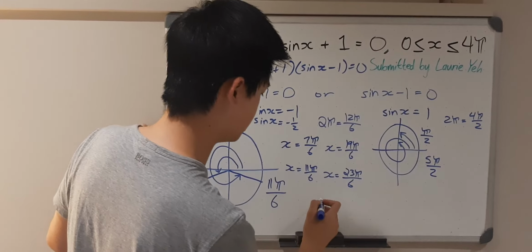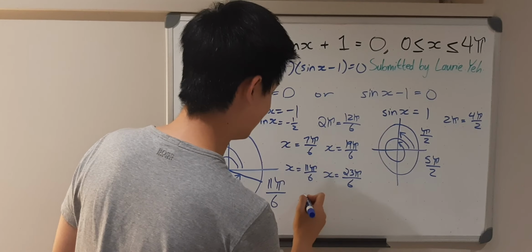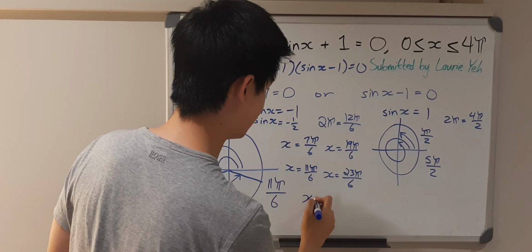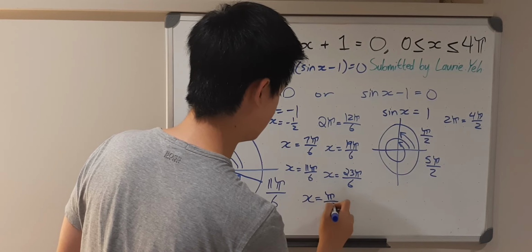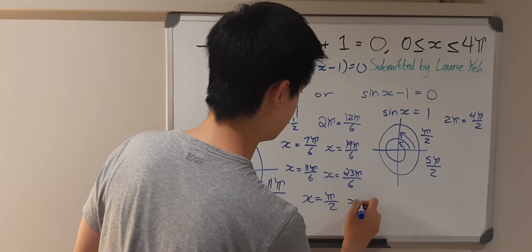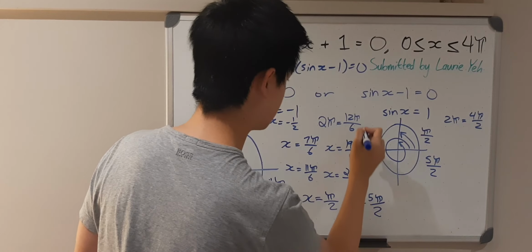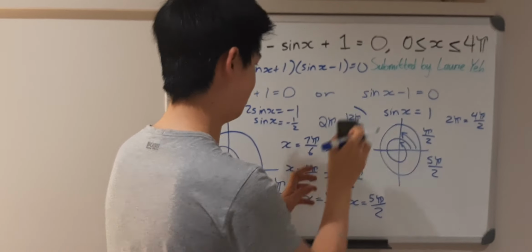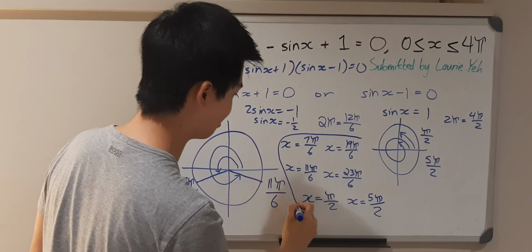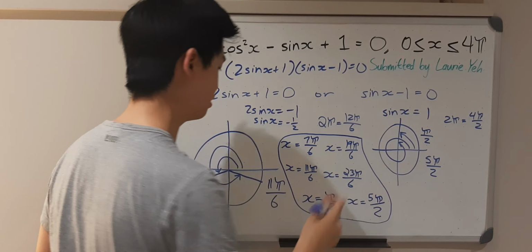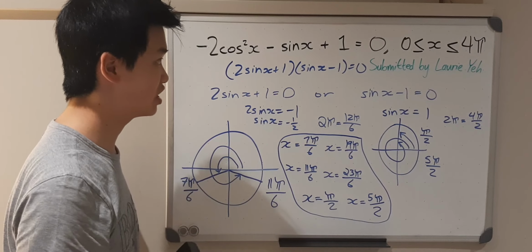So our solutions. Okay, then we have x, so we can just write that down here. x can also equal pi over 2, and x can also equal 5 pi over 2. Right here are 6 solutions for what x can be to satisfy this equation within the boundary conditions.